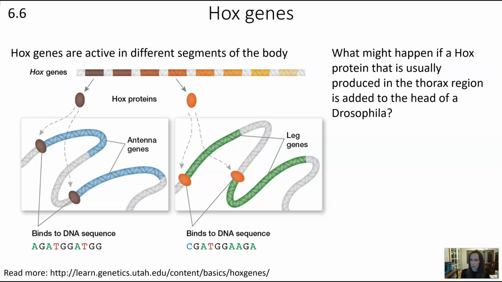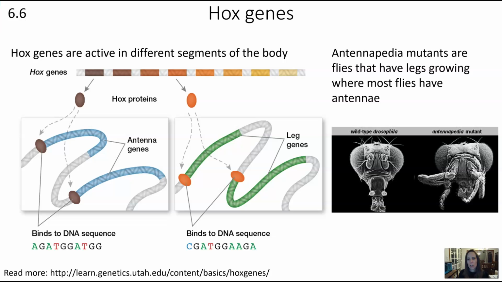What do you think might happen if a Hox protein that is usually produced in the thorax region is added to the head of a Drosophila? And then you end up with flies growing feet out of their head. So antennapedia means antenna foot. Antennapedia mutants are flies that have legs growing where most flies have antenna, and you can see that on the right.